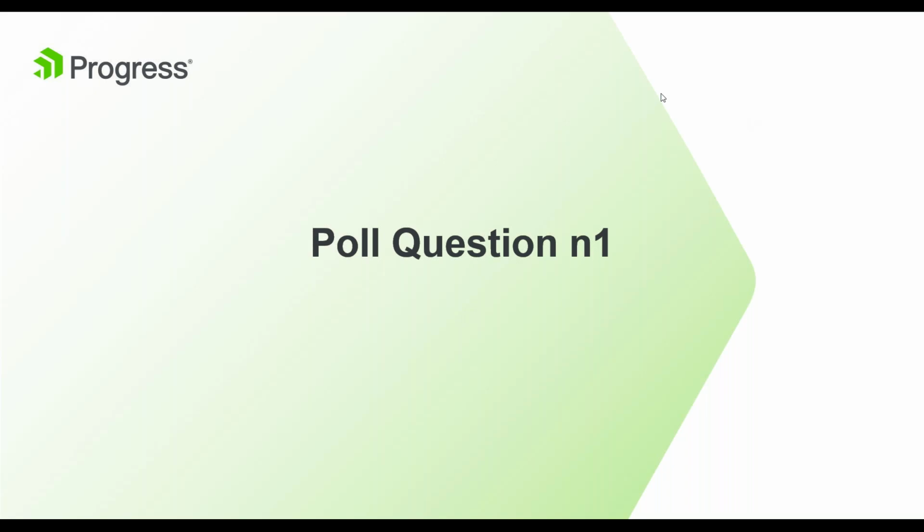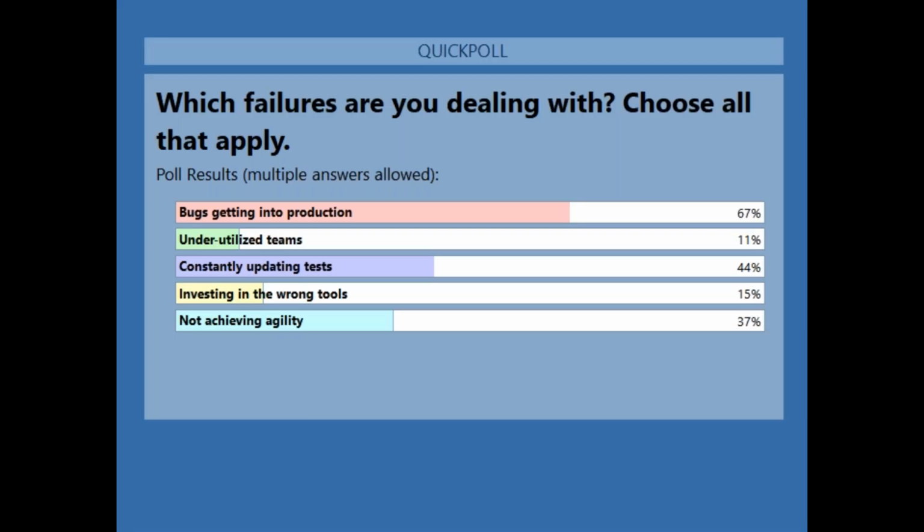Okay, thank you very much. The poll is closed now. The question was, which failures are you dealing with most often? And it's not a big surprise that the majority of you answered that bugs getting into production is the main pain here. And by the way, constantly updating tests is also getting quite some traction in answers, almost on par with bugs getting into production. And the third place for the statistics was not achieving agility.